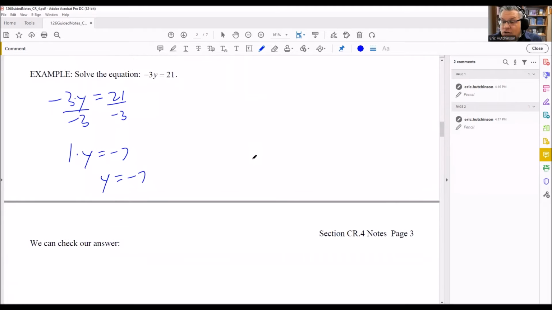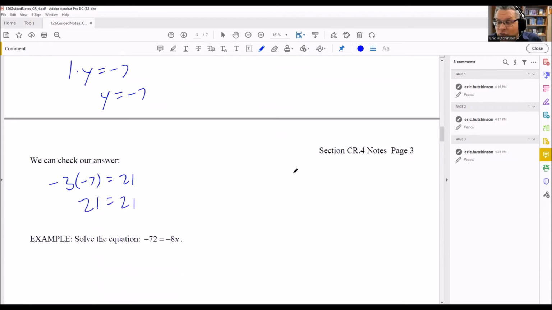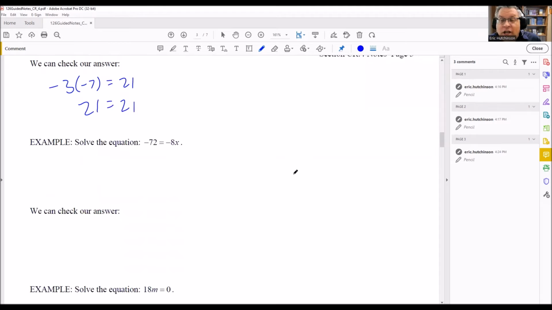Now we want to check our answer. Checking our answer, you have negative 3, and you're going to just put in, instead of y, negative 7. If I multiply, negative and negative gives you a positive. So I do get the same thing on both sides. Therefore, I've proven that the answer of negative 7 is correct here.